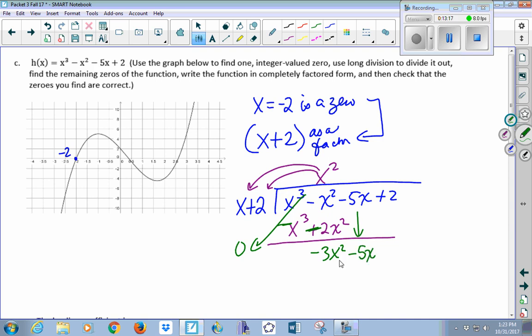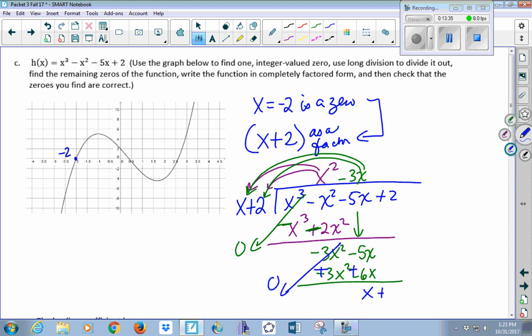X goes into negative 3x squared, negative 3x times, and now you start this process all over again. You get negative 3x squared minus 6x. You have to change the signs of both of these when you subtract. That goes to 0. You get x plus 2. Yippee. X plus 2 goes into x plus 2 one time. You change the sign of both terms, and you get a nice 0.